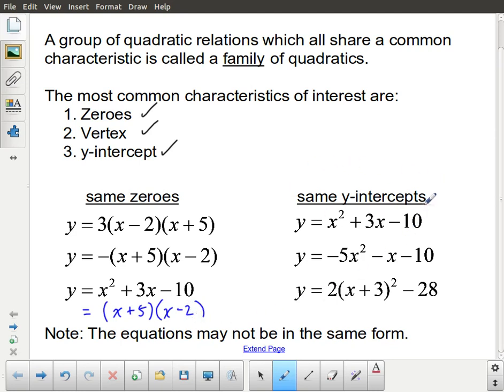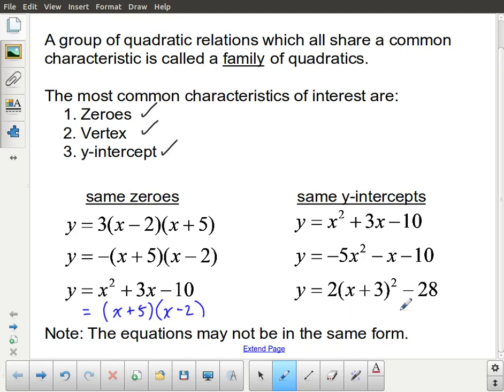Similar idea over here. I've got the same y-intercepts for equation 1 and equation 2. Both are at negative 10. But the third quadratic relation is in vertex form. So if I wanted to convert this into standard form, I would have to, in this case, expand and simplify. And in this case, if I did that, I would actually end up with negative 10 as the y-intercept. So you do need to be able to adapt to the idea that you're generally not always going to have them in the same form.